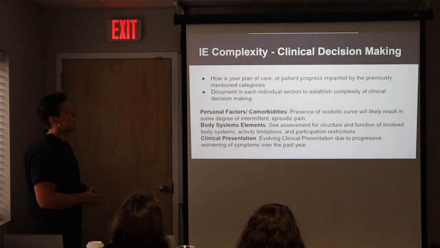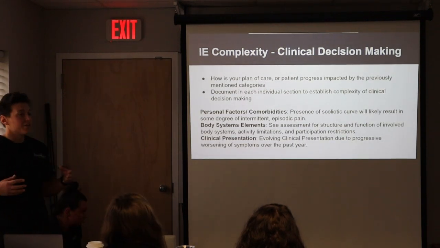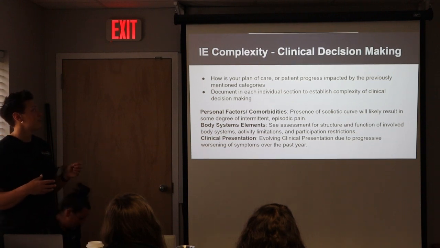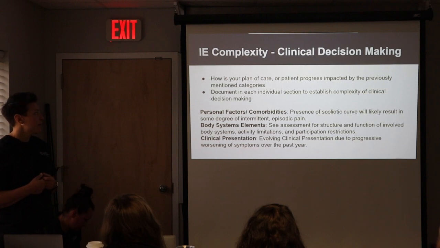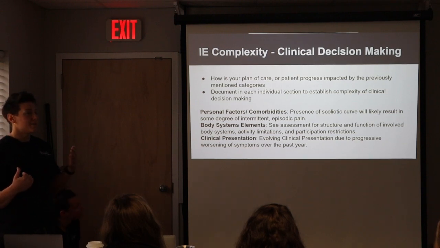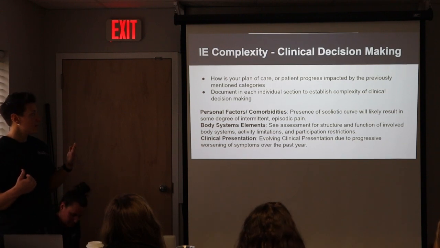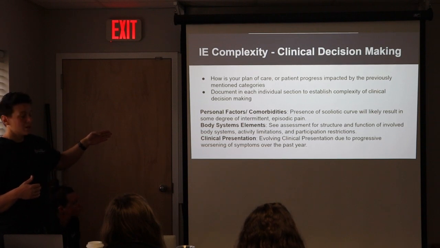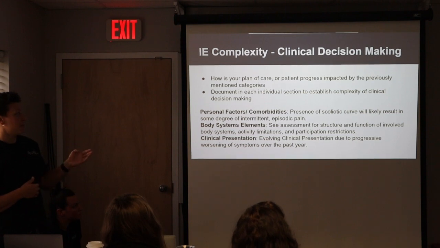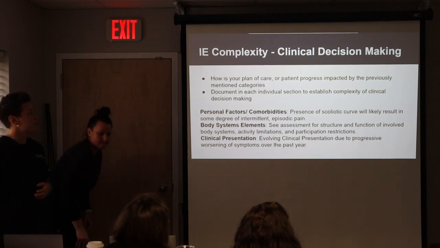And then the last one is your clinical decision making. So that's kind of all of those things wrapped up into one. How is your plan of care or the patient's progress impacted by the other three categories? And then you're gonna establish that by documenting it in each individual section. So this is just an example of how I would document someone with a moderate clinical or an evaluation complexity.